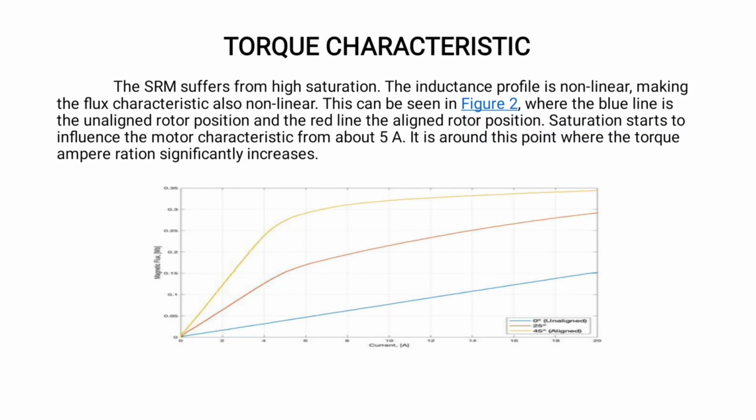The switched reluctance motor suffers from high saturation. The inductance profile is nonlinear, making the flux characteristics also nonlinear. It is shown in a figure where the blue line is the unaligned rotor position and the red line is the aligned rotor position. The saturation starts to influence the motor characteristics from 5 ampere. It is around this point where the torque-ampere ratio significantly increases. There is a graph between the magnetic flux and the current.